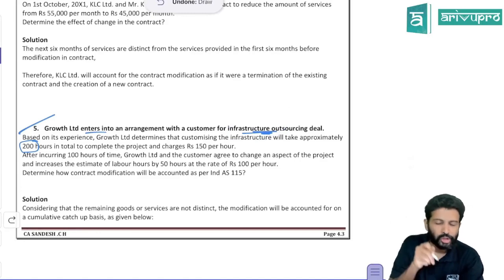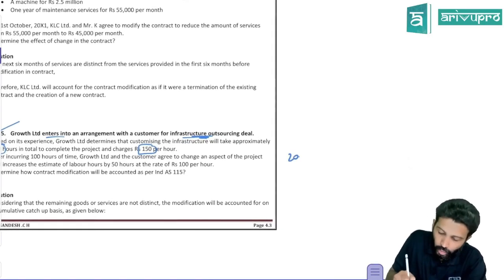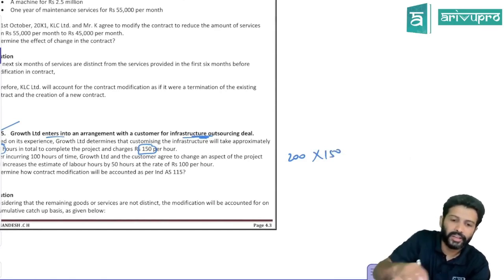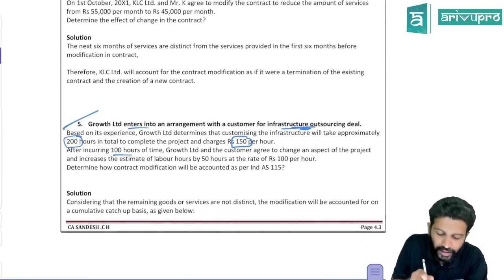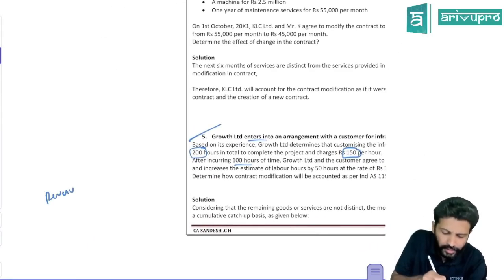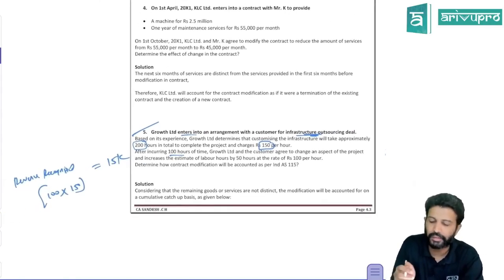Keep that in mind. To do that, we need 200 hours and we are billing it at 150 per hour. So 200 hours we need and we charge the customer 150 per hour. How much is this? 200 into 150 is about 30,000 rupees. After incurring 100 hours of time, 100 hours is already over. That means we have already recognized revenue. How much revenue recognized? 100 hours is already over and per hour we are booking 150, so 15,000 revenue we have already recognized.